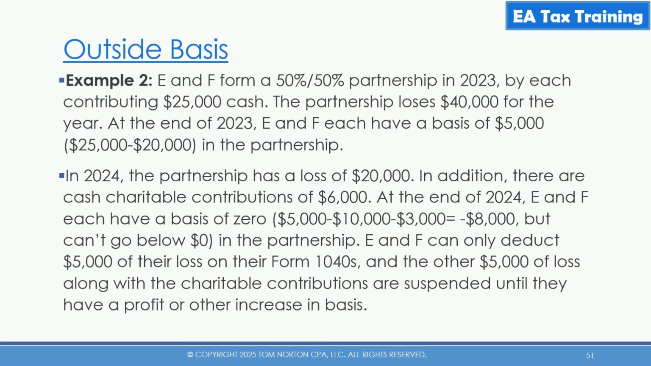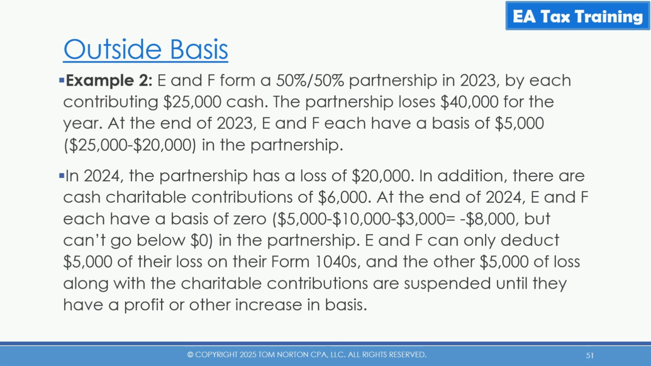So it's the $5,000 they started out with, minus the $10,000 for their share of this year's loss, minus the $3,000 for their share of the charitable contributions, which equals minus $8,000. But remember, it cannot go below zero. So E and F can only deduct $5,000 of their loss on the Form 1040s, and the other $5,000 of loss, along with the charitable contributions, are suspended until they have a profit or other increase in basis.